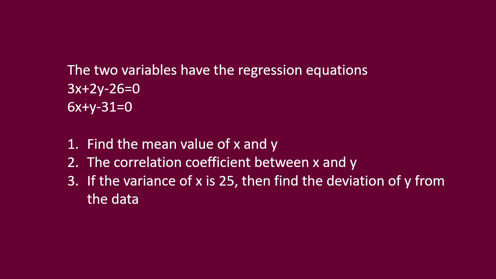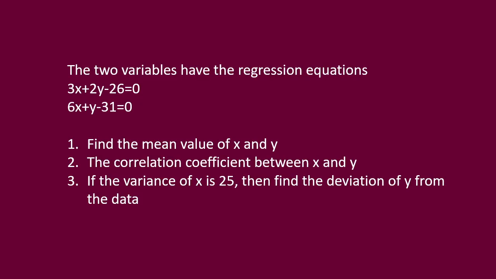The two variables have the regression equations. Here the two variables x and y have been given two equations. Based on these equations, we need to find the mean value of x and y, the correlation coefficient between x and y, and if the variance of x is 25, then find the deviation of y from the data. That means we need to find the standard deviation of y.